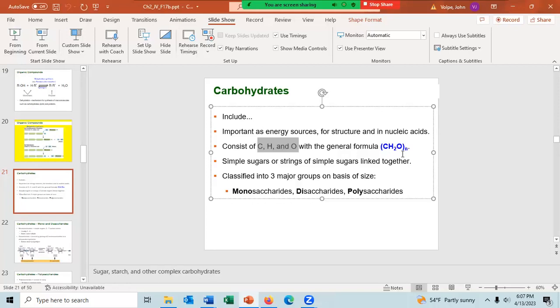Carbohydrates include simple sugars or strings of sugars linked together. We can classify carbohydrates into 3 major groups based upon their size. There's the monosaccharides, the smallest carbohydrate, or the simple sugar; the disaccharide, which is simply 2 monosaccharides put together, and lactose is an example of a disaccharide, beta-galactose hooked together to glucose, making up lactose. And then a polysaccharide, which is many monosaccharides linked together. Starch would be an example of a polysaccharide, where starch is a bunch of glucose held one after the other.